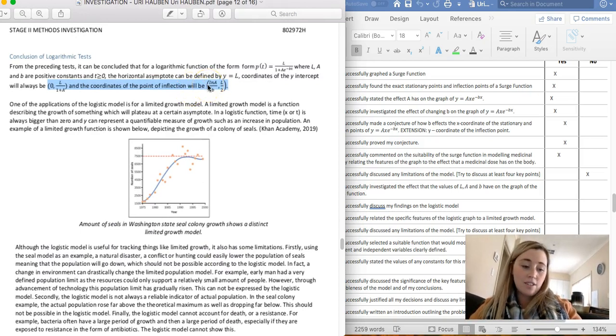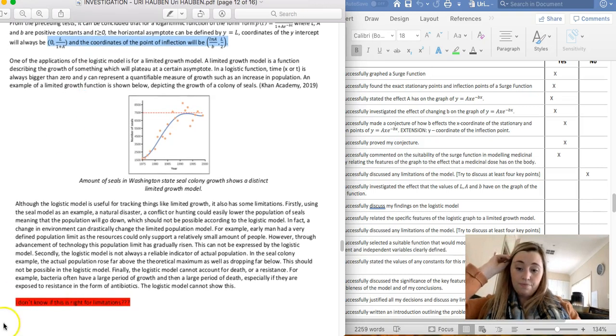The other thing you can do, and you don't have to, but you could show the maths. You know how we proved the stationary point and the inflection point for the surge function. You could attempt to do the same for the logistic. Again, you don't have to, but the option is there. But yeah, I think it just needs to be a bit more discussion on how you got those sections there.